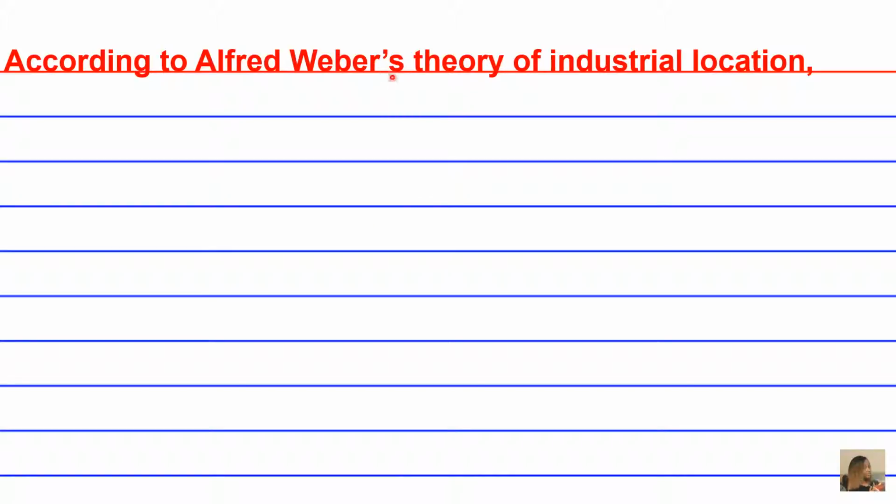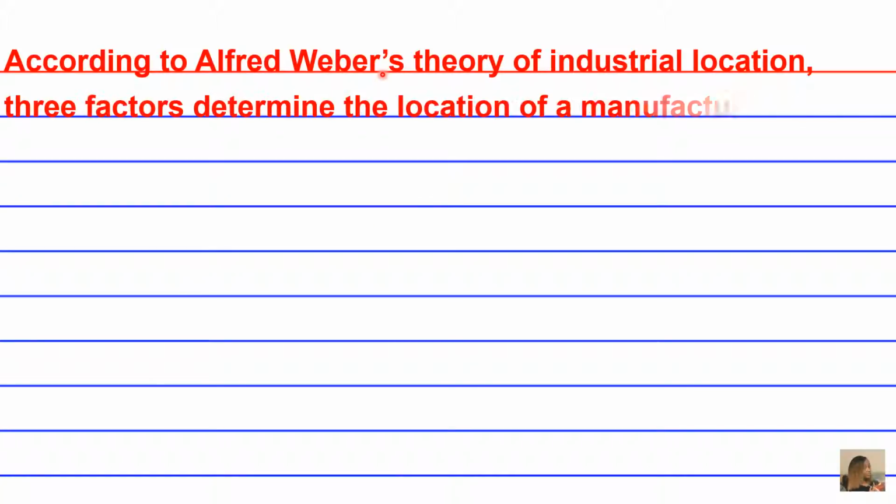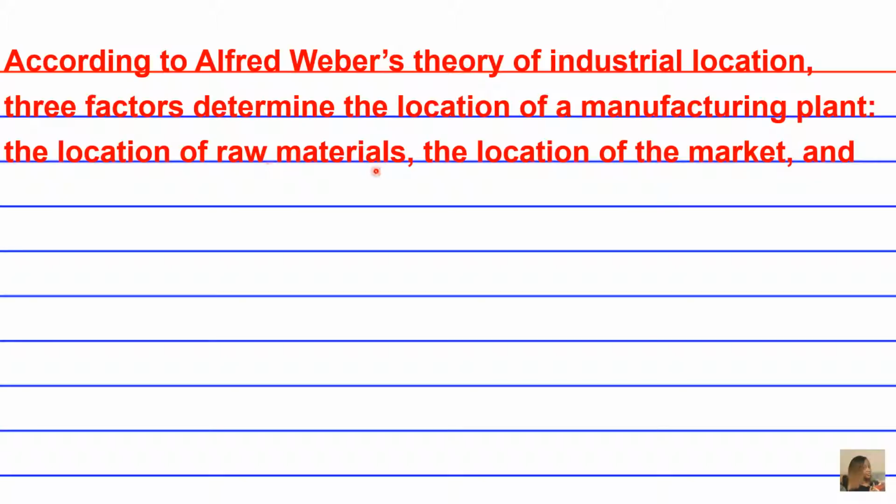According to Alfred Weber's theory of industrial location, 3 factors determine the location of a manufacturing plant. Can you think of what they are? I'll give you a really brief moment. The location of the raw materials, the location of the market, and transportation costs.